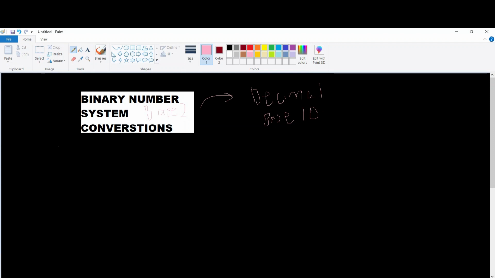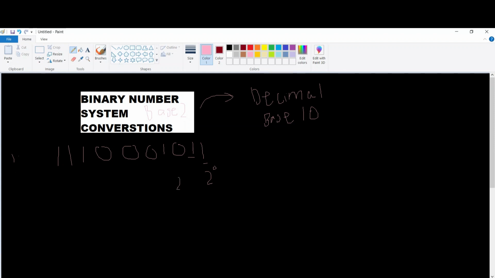Say I have a binary number, let's say 1, 1, 1, 0, 0, 0, 1, 0, 1, and then 1. Let's say this is our example number 1. So how would I convert it into a decimal number system? I'll start by taking the power. This is 2 raised to power 0. Why 2? Because the binary number system is a base 2 number system.